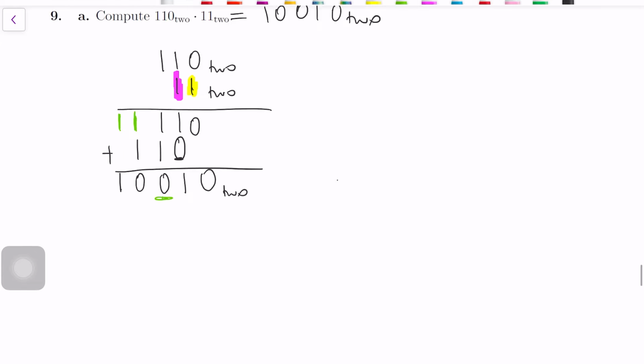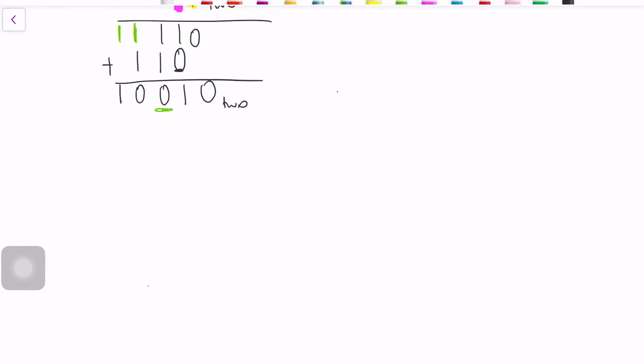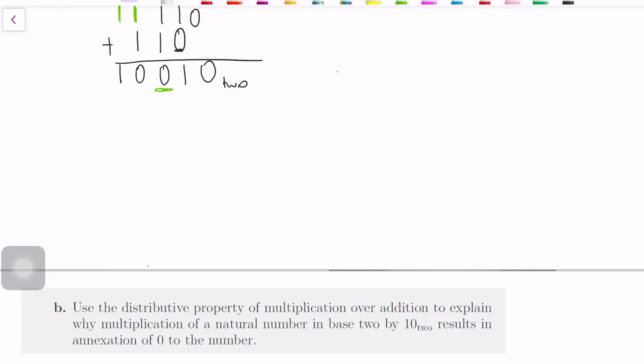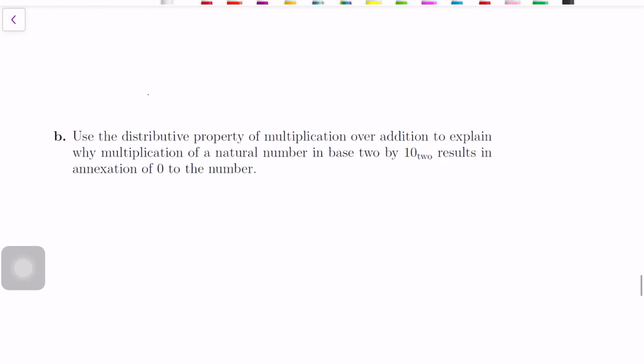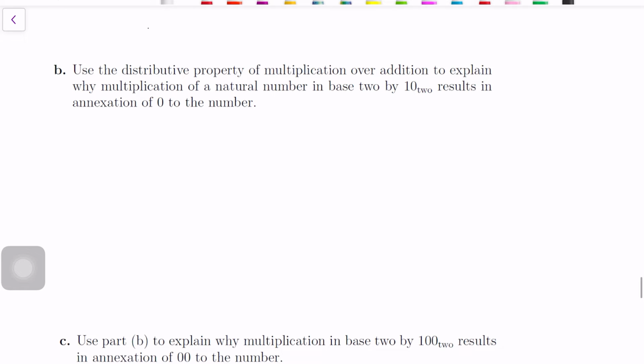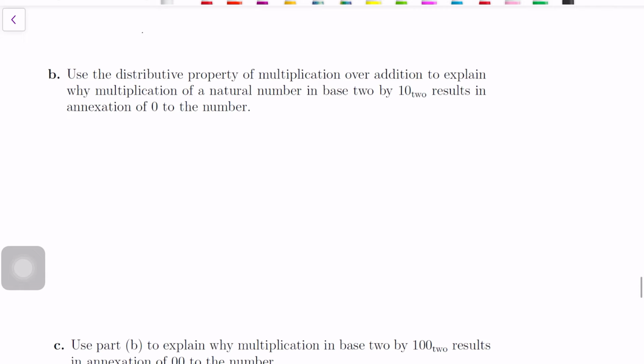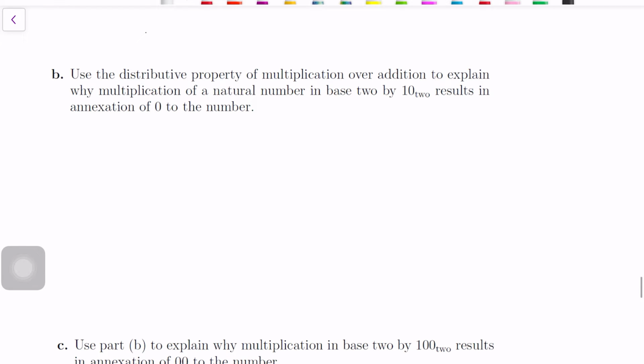And let's look at part B. Use the distributive property of multiplication over addition to explain why multiplication of a natural number in base 2 by 1, 0 in base 2 results in annexation of 0 to the number. So, okay, we kind of had that in the concrete model when we did above in base 5, when I multiply by 1, 0 in base 5. I explained that 1, 0 in base 5 really stands for 5.